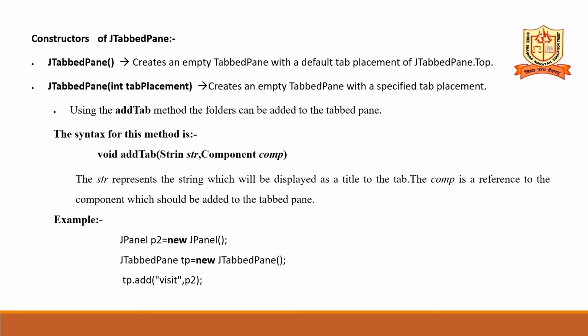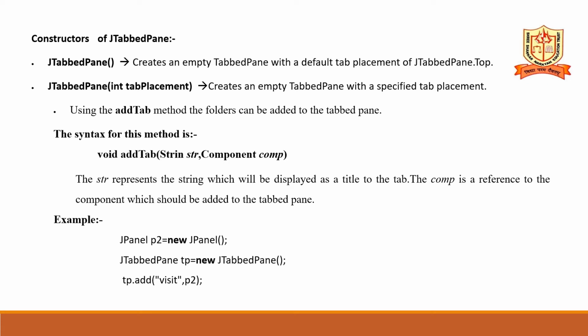Here we will see the constructors of JTabbedPane. The first constructor creates an empty tabbed pane with a default placement, that is top. The second constructor creates an empty tabbed pane with a specified tab placement. Using the addTab method, the folders can be added to the tabbed pane. The syntax of addTab is void addTab(String str, Component object).